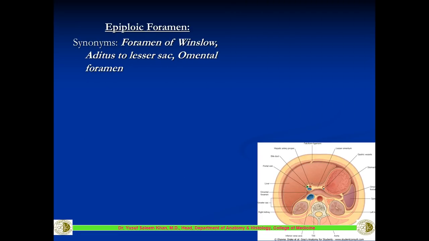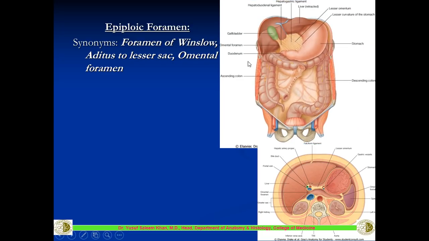So the final opening, the only opening, is the epiploic foramen. This is the opening through which this lesser sac will be communicating with the greater sac. In the whole of the abdomen, that will be the greater sac. So this will be communicating only through the epiploic foramen. This is a very important structure clinically. We'll talk about that later.